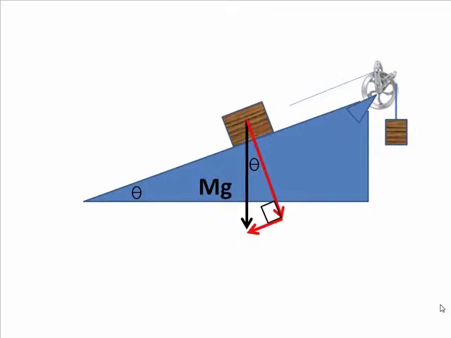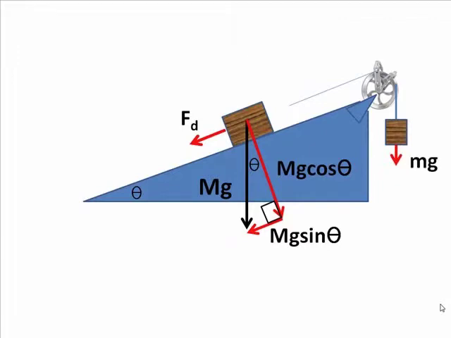The component that is parallel to the incline is mg sine theta. The one that cuts it at 90 degrees is mg cos theta, and it will be related to the friction. The amount of weight down the incline is mg sine theta, and I'm going to call that big F sub d, the force down. Little m acts downward, mg, as shown there, and there's tension in that string.